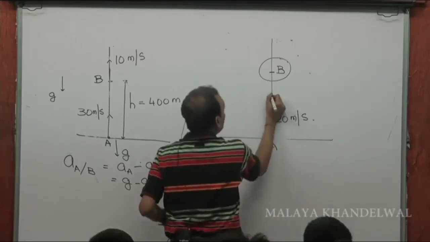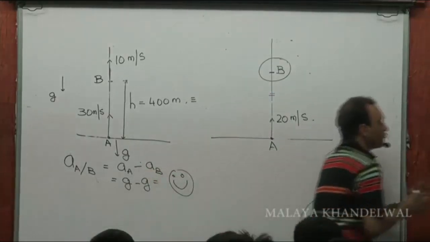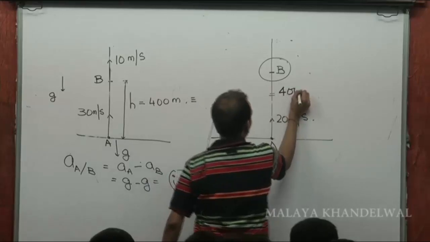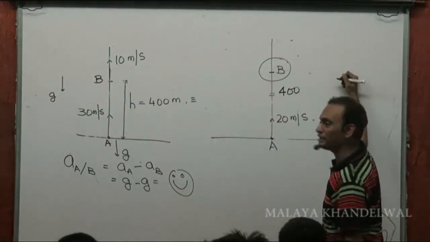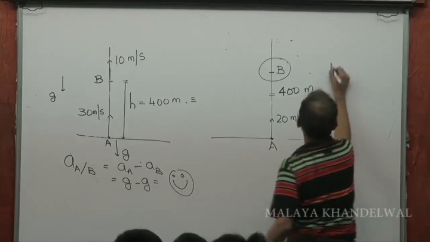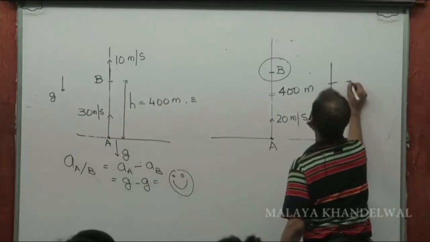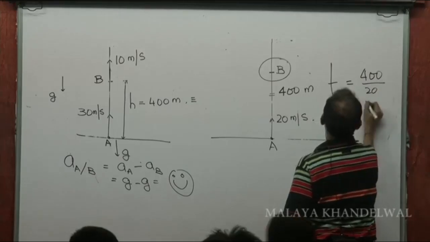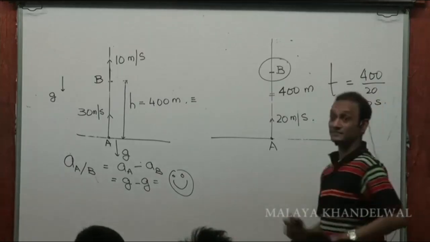And then the time taken for A to catch up on 400 meters would be 400 divided by 20, that makes it 20 seconds.